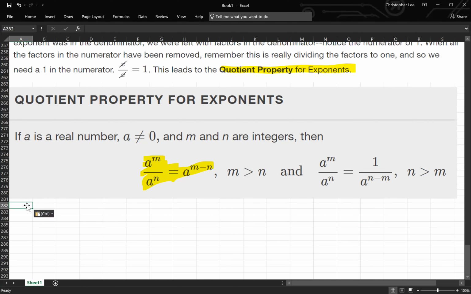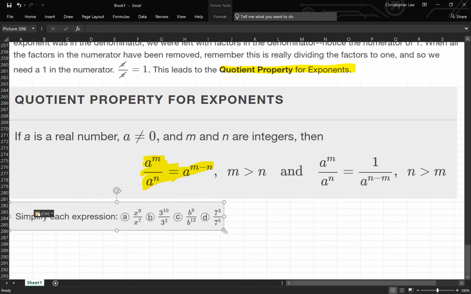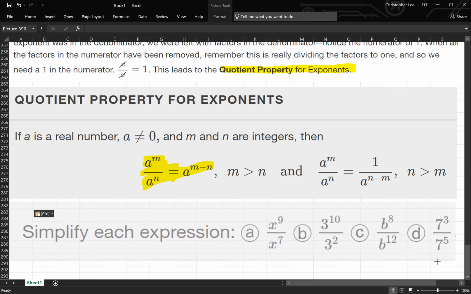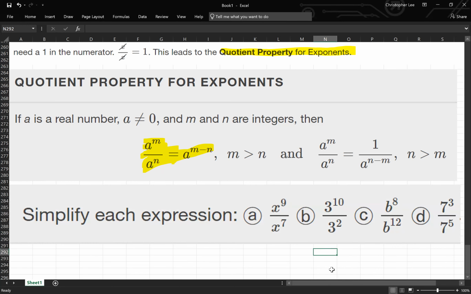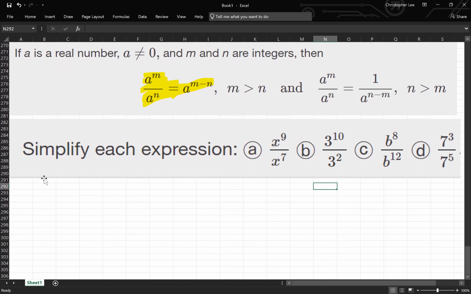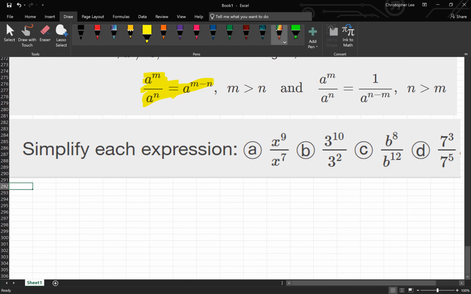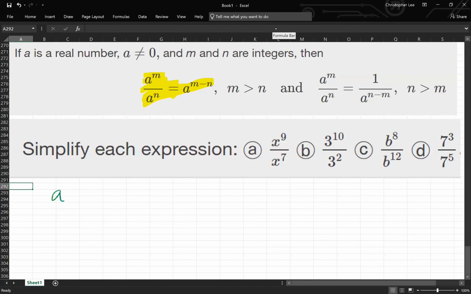For example, let's say that I want to do A. Let me start with rainbow and work my way back. So I have x to the 9 power over x to the 7 power. That becomes x to the 9 minus 7 power, which becomes x to the 2. That's it.